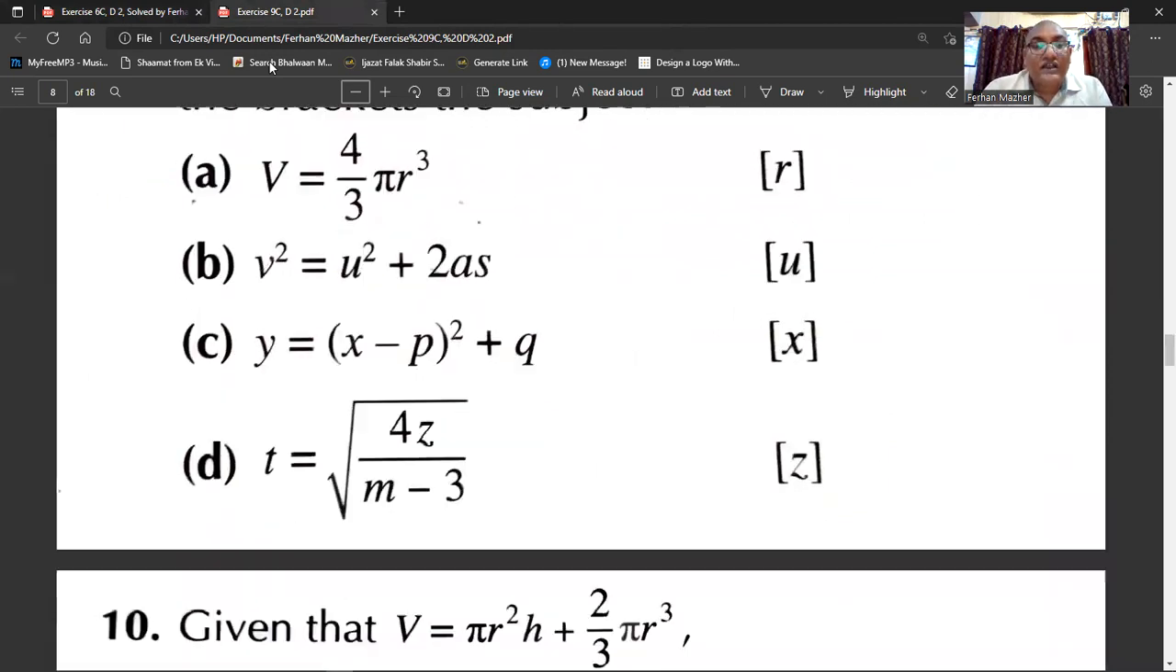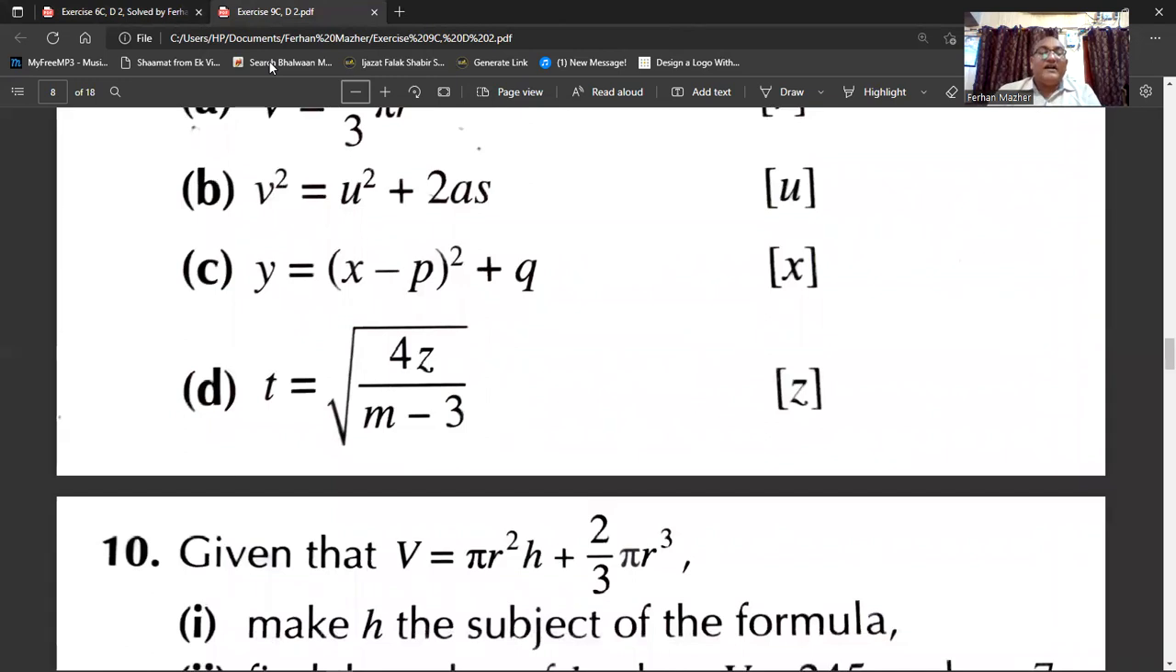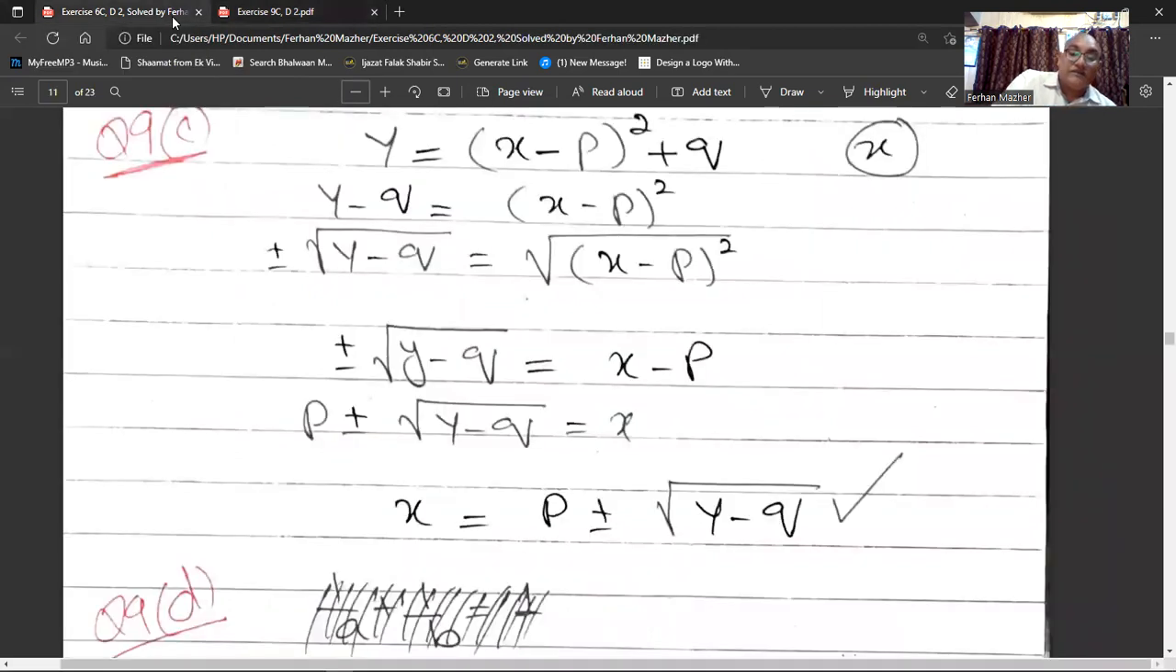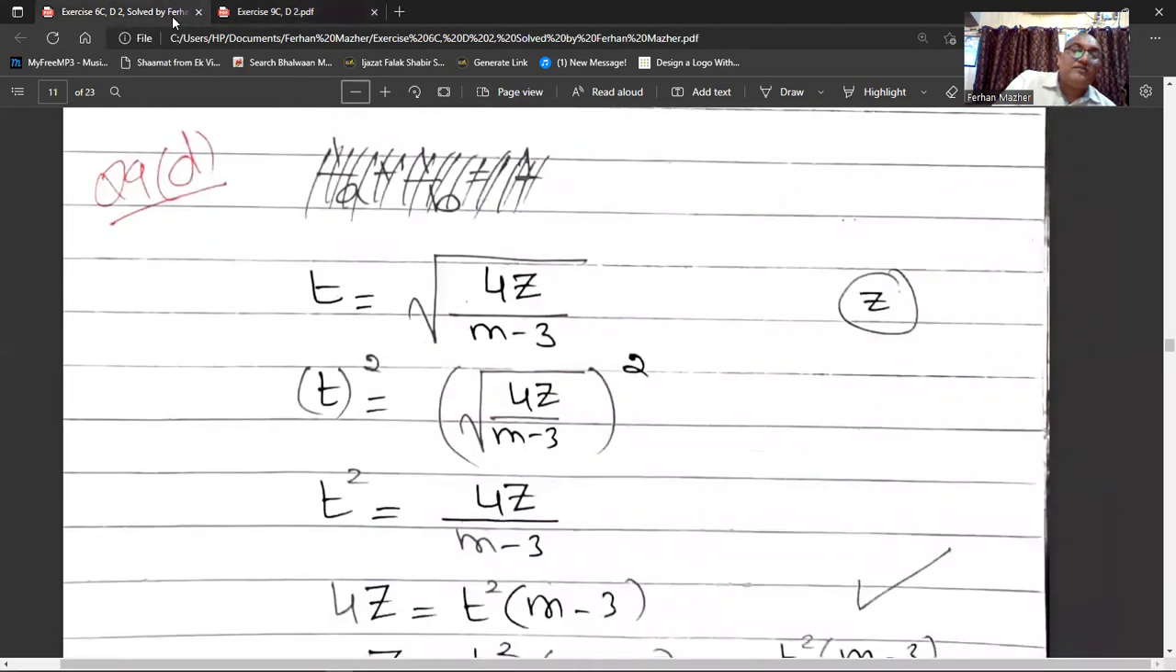And now we have question number 9, D part. It says t equals the square root of 4z divided by m minus 3. We want z to be the subject of the formula. So I will take the square on both sides. So you will have t squared equals, and now the square will be cancelled with the square root, and you are left with 4z divided by m minus 3.